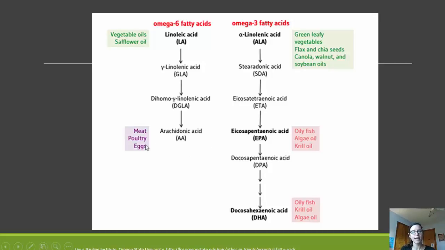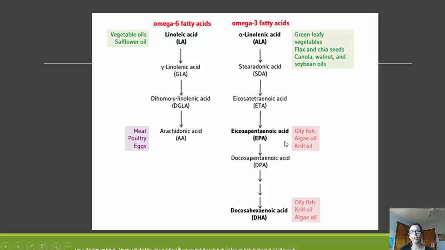And we can get arachidonic acid directly from the diet in the form of meat, poultry, and eggs. So as we're converting linoleic acid down to arachidonic acid, we are converting it into a longer chain derivative inside the body. So now let's look at our omega 3s. Here at the top we have our ALA, and you see we can get this from many plant sources.